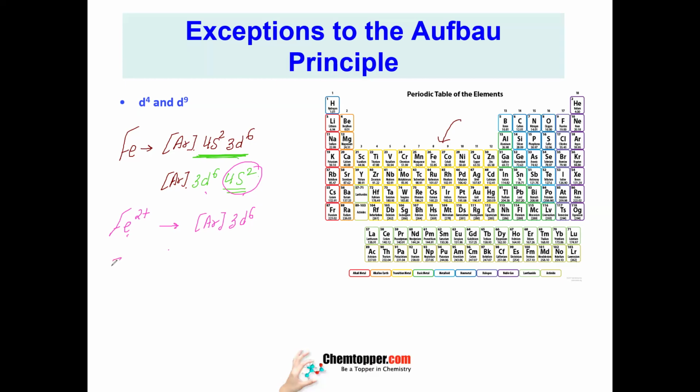And if I say write down the configuration of Fe3+, so it means this is the configuration of Fe. This is the valence shell. So you remove 2 from here, 1 from here. So what is left? Fe3+, 3 electrons are removed. Yes, 3d5. Very good, Bhavya.